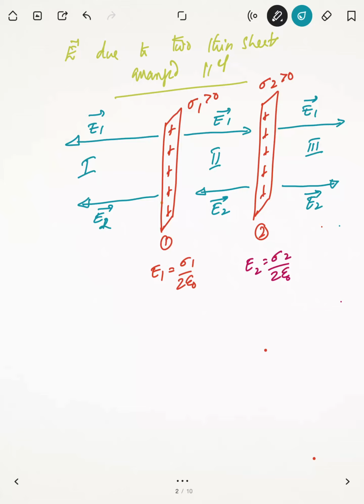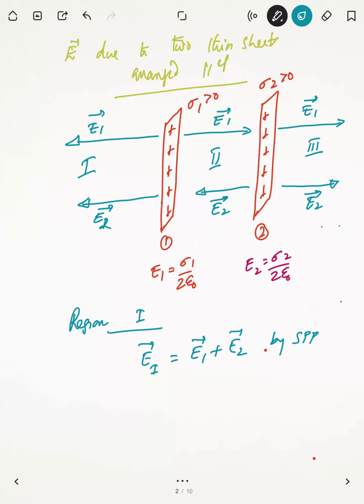The first sheet produces its electric field E1 equal to sigma 1 by 2 epsilon 0. The second sheet produces its electric field E2 equal to sigma 2 by 2 epsilon 0. We are seeing the directions in the different regions. So what is the electric field in the first region? What is the net electric field in the first, second and third regions? In region number 1, the net electric field is obtained by the vector addition of the first and second fields. We use this by the superposition principle.